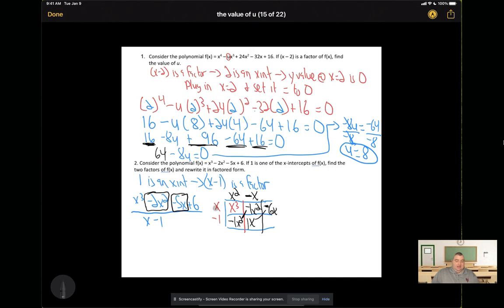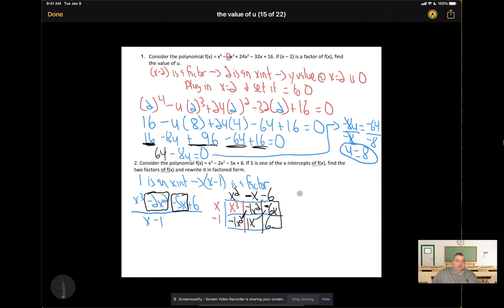Last column, x times what is negative 6x? That's going to be x times negative 6. And then if I finish out the column, I have negative 1 times negative 6, which is a positive 6. Now I know I'm done. Notice there's no remainder because I got a constant term of 6, and there's a constant term of 6. So my second factor is x squared minus x minus 6.